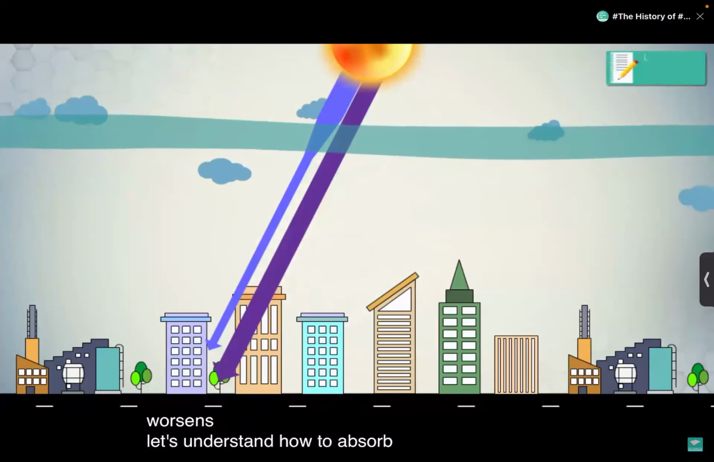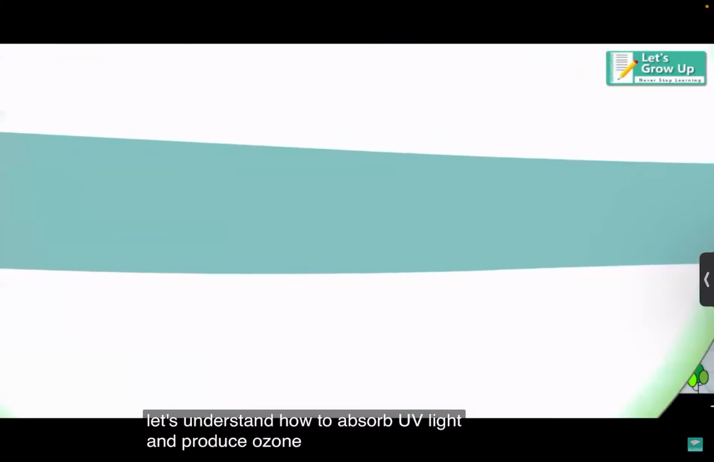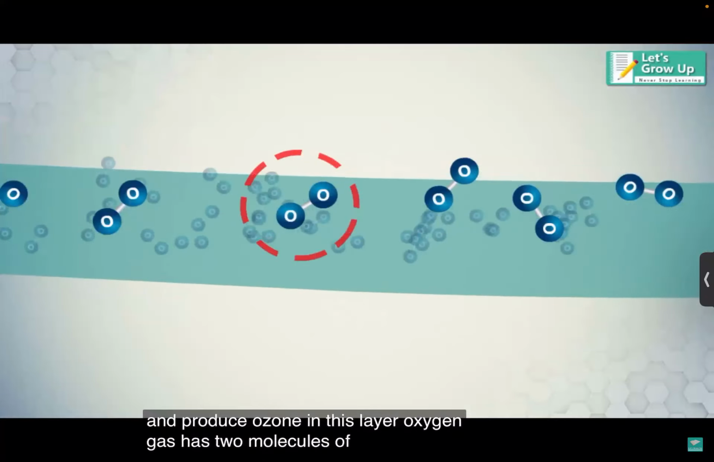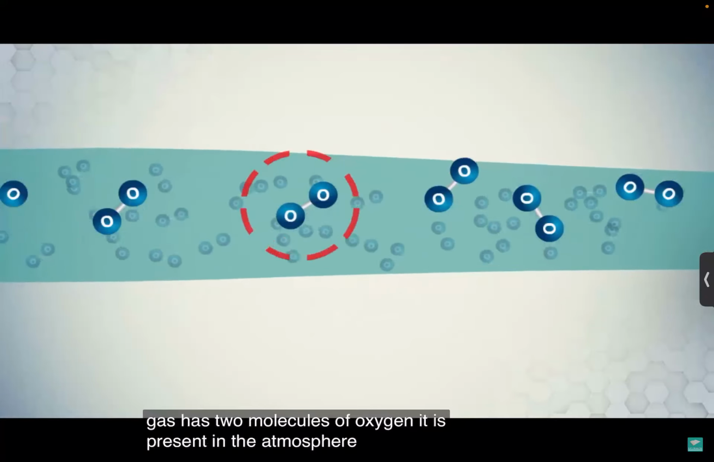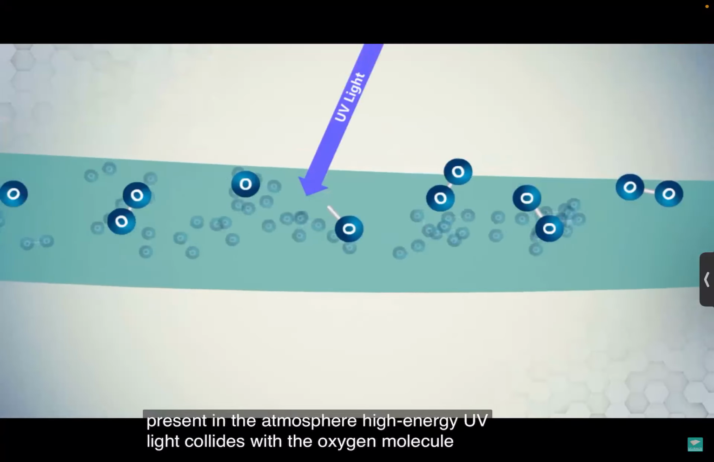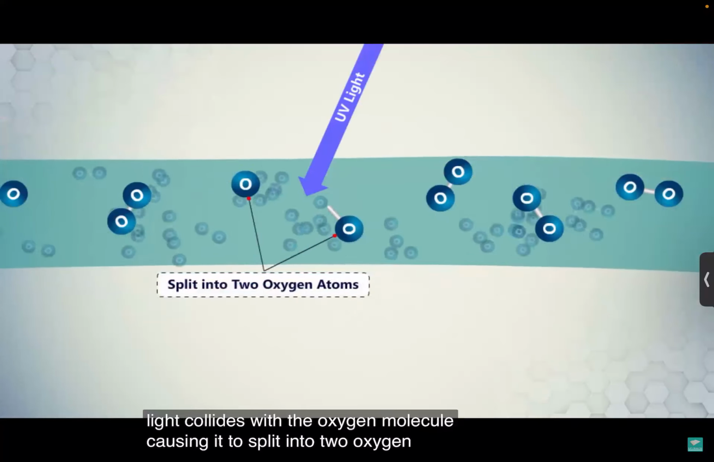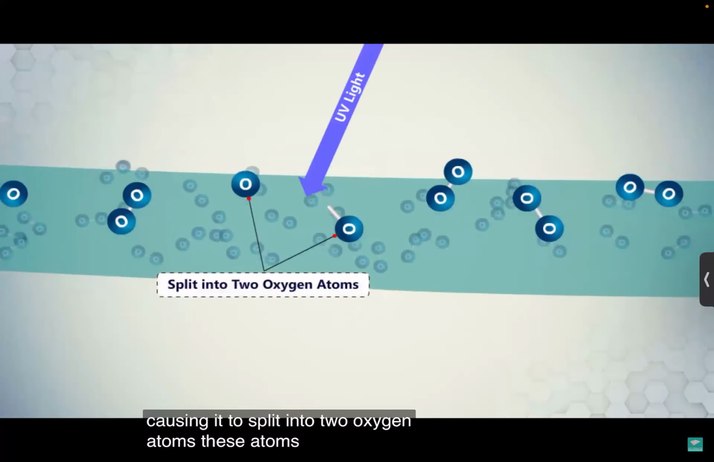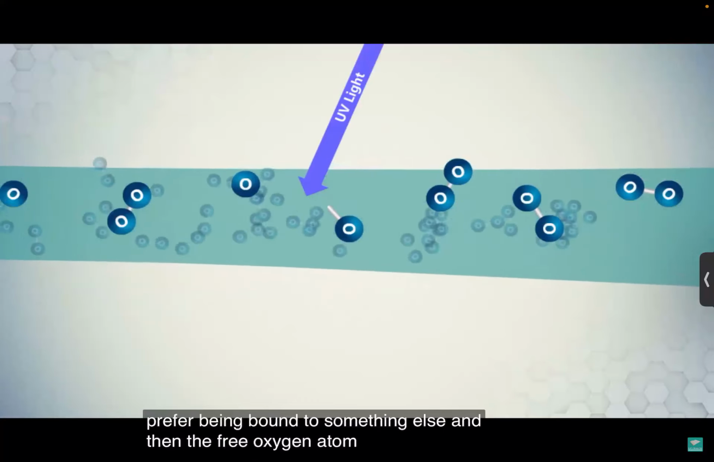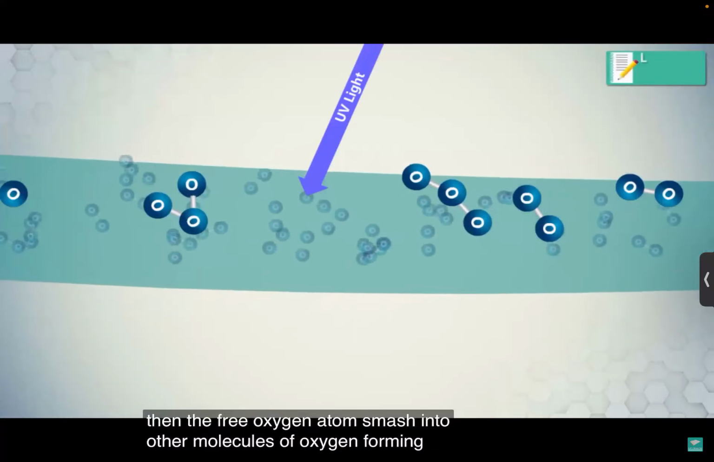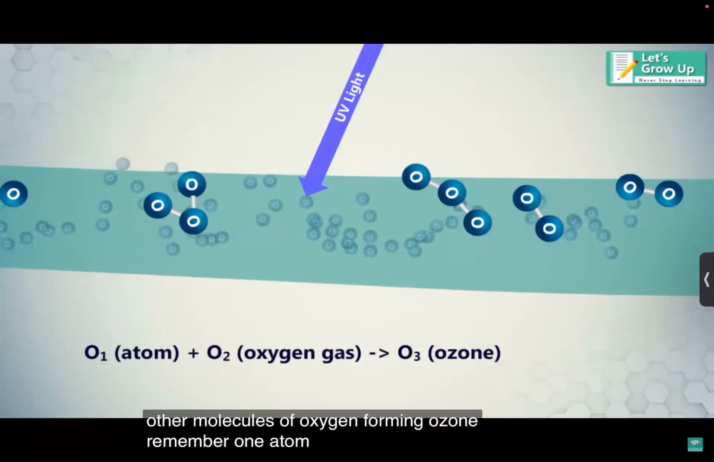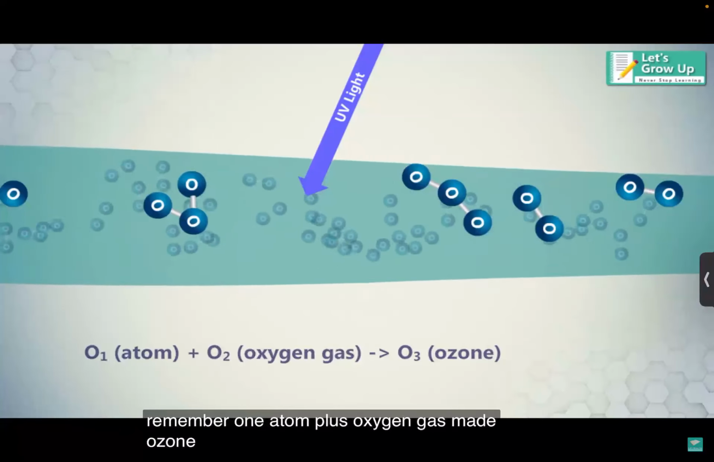Let's understand how the ozone layer absorbs UV light and how ozone is produced in this layer. Oxygen gas has 2 atoms of oxygen per molecule. It is present in the atmosphere. High-energy UV light collides with the oxygen molecule, causing it to split into 2 oxygen atoms. These atoms are unstable, and they prefer being bound to something else, so the free oxygen atoms smash into other molecules of oxygen, forming ozone. Remember, one oxygen atom plus oxygen gas makes ozone.